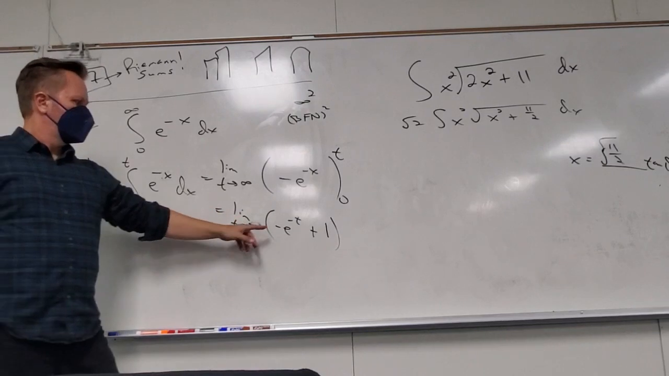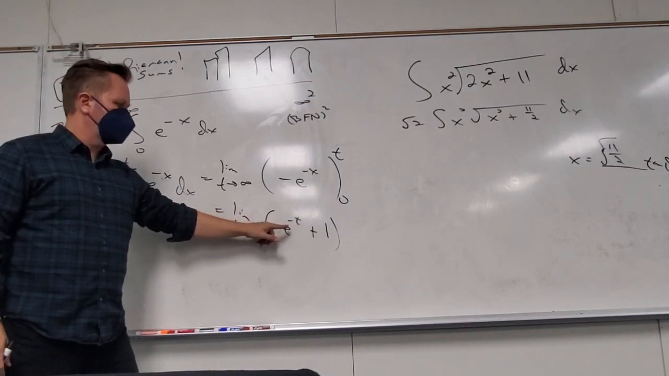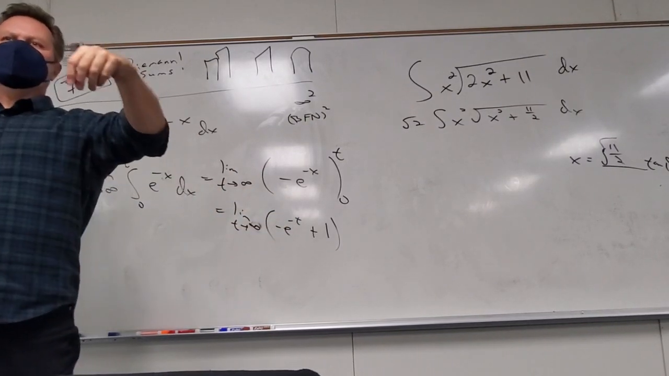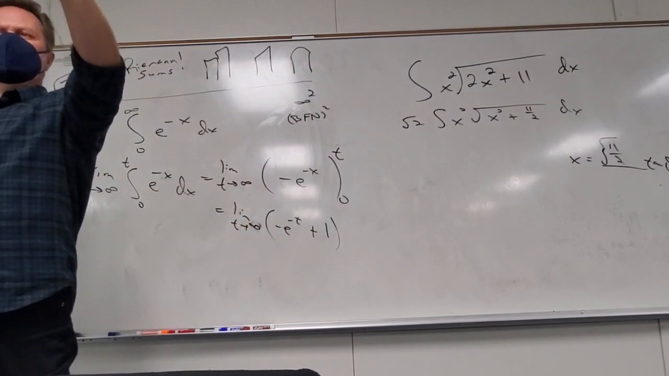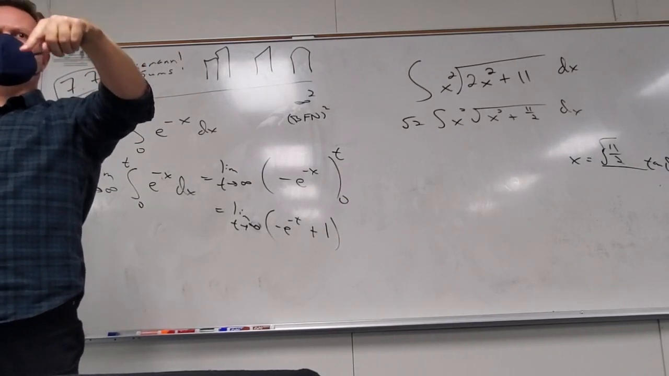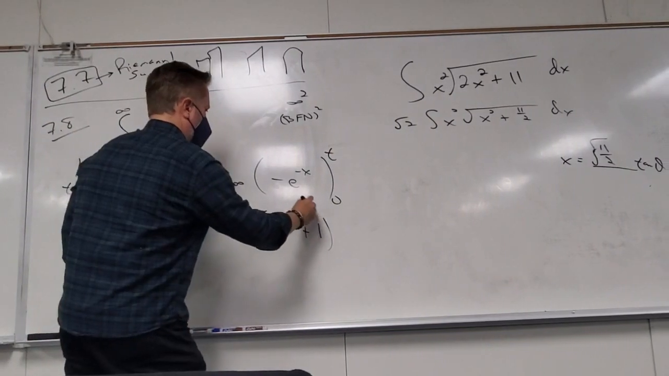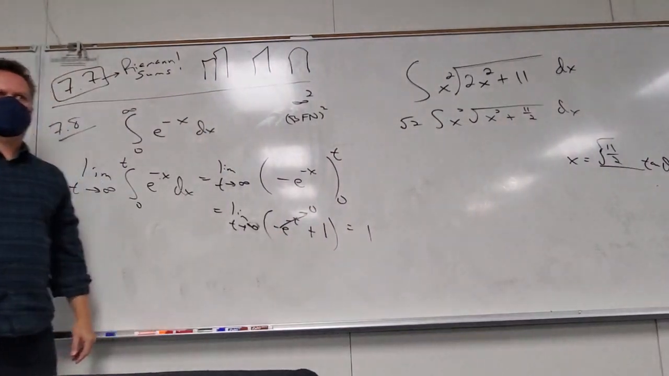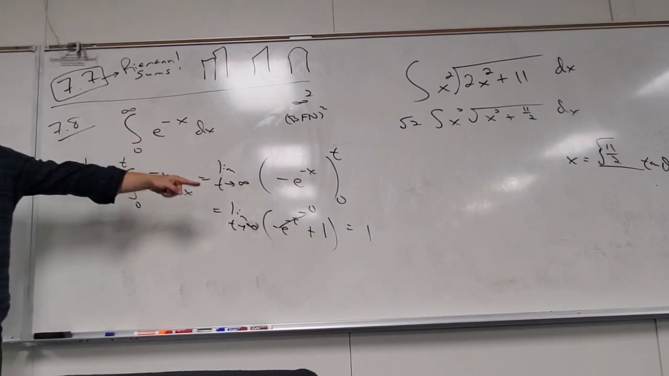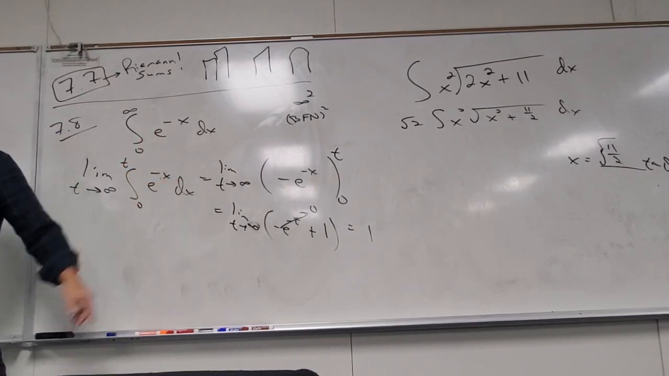What happens if I let this go to infinity? This becomes e to the negative infinity. E to the negative t is actually 1 over e to the t, yes? And what happens if the bottom is getting bigger, bigger, bigger? The whole thing goes to 0. So the answer is 1. Now think about it, it's kind of neat. This integral is 1, isn't it? Isn't that neat?